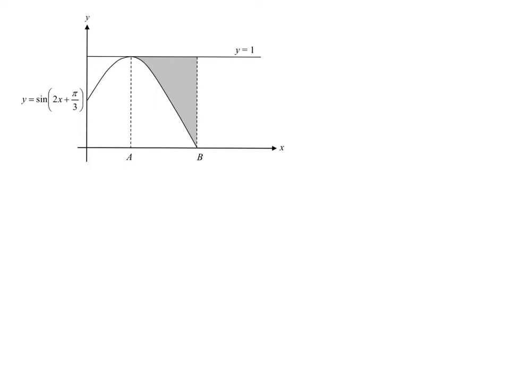To find A, we use y equals 1. From here, we can solve this quickly. We have sine(2x plus pi over 3) equals 1. So we have 2x plus pi over 3 to be pi over 2, and therefore we solve this to give x to be pi over 12. So this pi over 12 is the x coordinate of A.